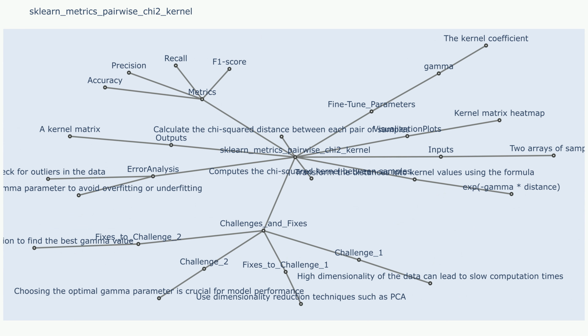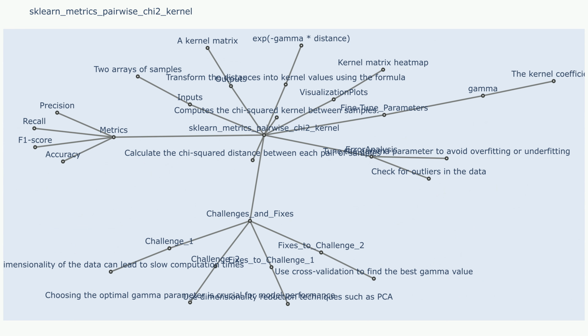Fixes: smoothing. Apply smoothing techniques to the histograms, such as adding a small constant value to all bins. This helps to prevent division by zero and makes the kernel more robust to sparse data. Alternative kernels. Consider using alternative kernels that are more robust to sparse data, such as the cosine kernel or the Jensen-Shannon divergence kernel.